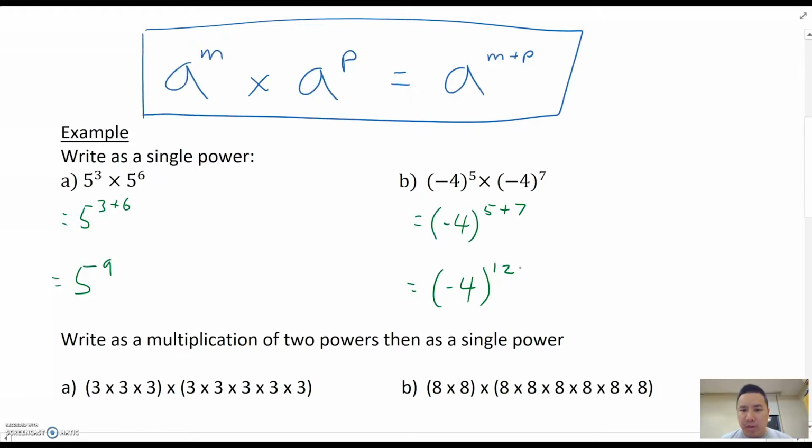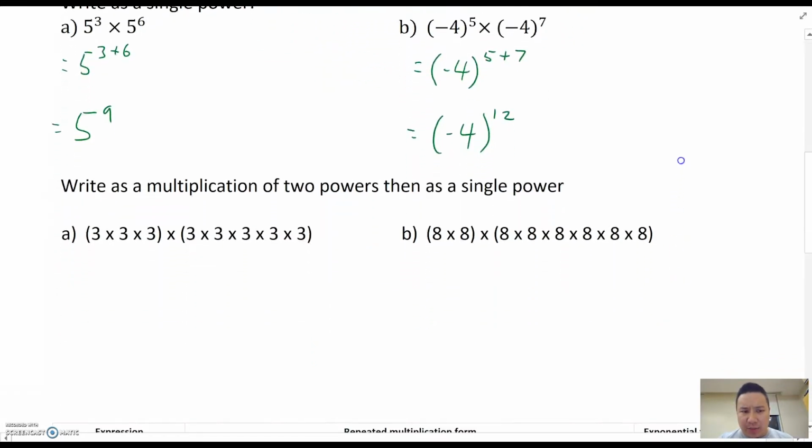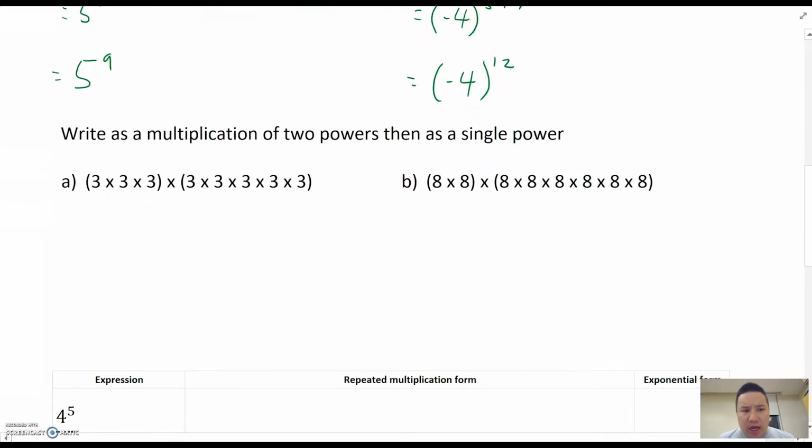Okay. So that's how we write these products as a single power by using this exponent law. Let's take a look at another type of example. Here, we want to write as a multiplication of two powers, then as a single power. What they want us to do here is write the stuff in brackets out as a power first. Each of these brackets, we're going to write out as a power.